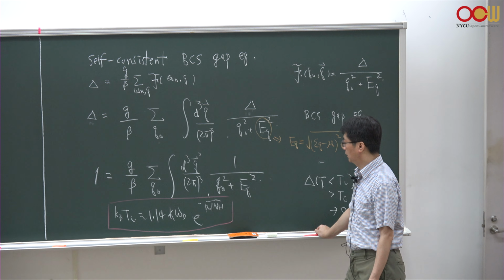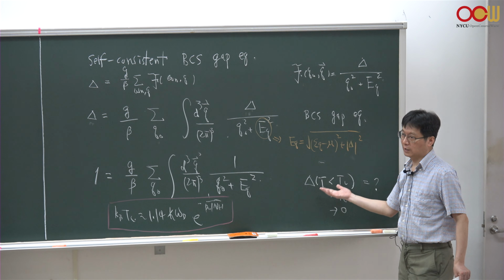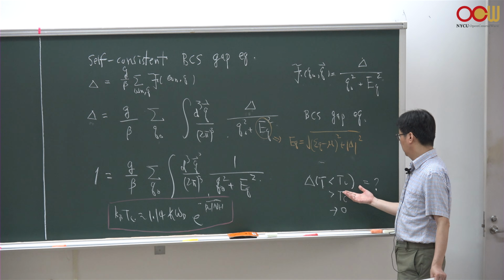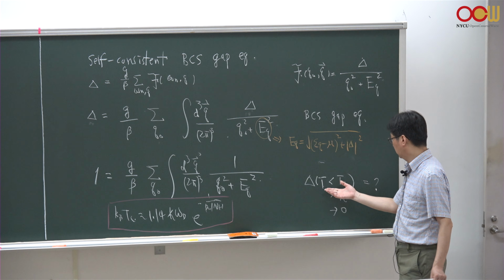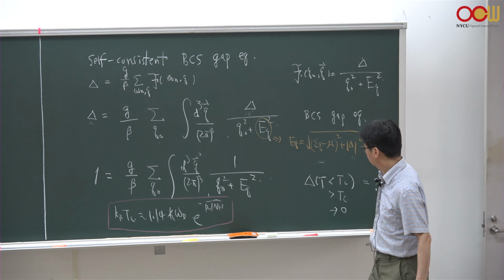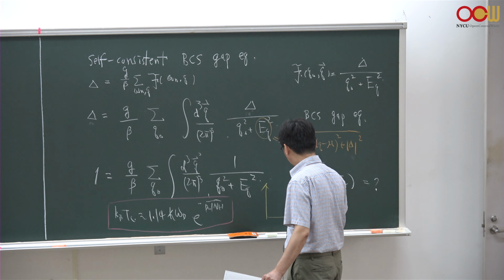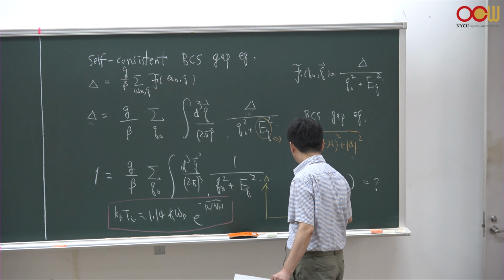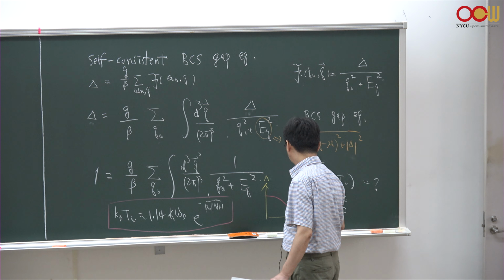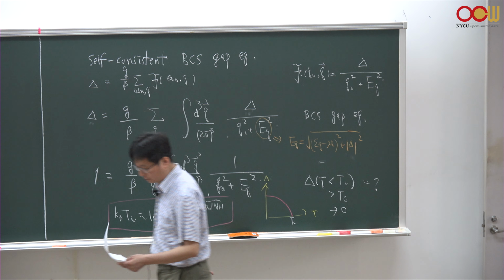More than that, we could estimate the temperature behavior of the gap, especially below Tc, when T is approaching Tc, or when T is very, very small. So you could make a plot of this gap against temperature, and you get this behavior. Okay, let's take a short break.